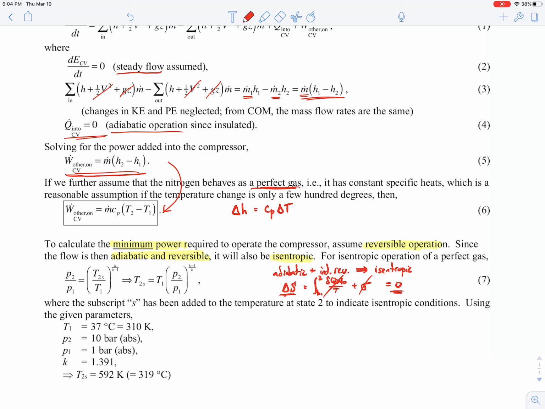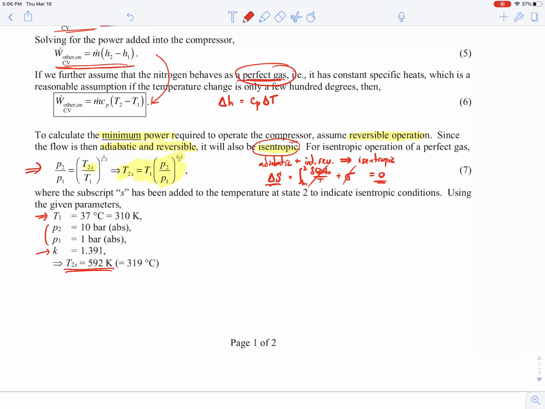So we're given the various values: the temperature, the pressures, the specific heat ratio, so we can solve for the final temperature. And again, I'm going to use absolute temperatures because in the derivation of this, we use the ideal gas law. So you definitely need to use the absolute temperatures. Anytime you're dealing with ratios, you need to use absolute temperatures and absolute pressures. Okay, so this would be the temperature for the minimum work case, or the reversible case.